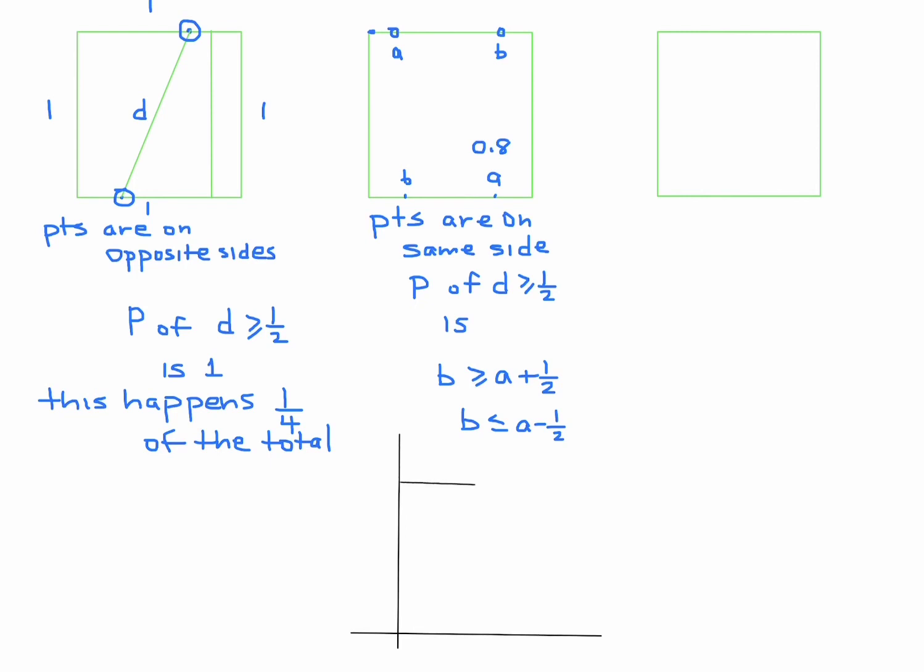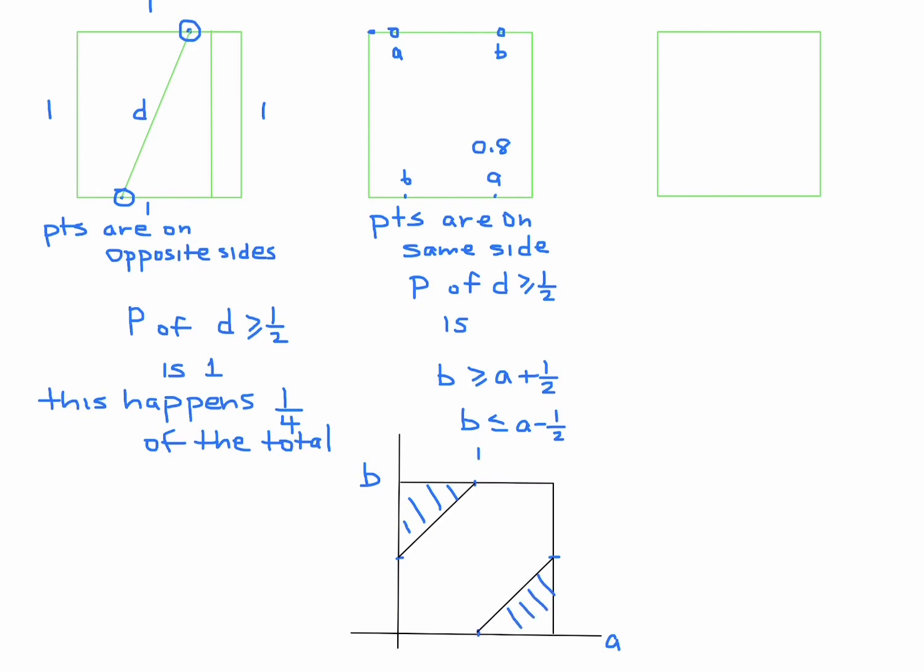So if I graph these now, I'll just make a square here where this represents A and this represents B. So this right here, B is greater than or equal to A plus a half, is essentially the line between those two midpoints. So like this. And then the other one, where B is less than or equal to A minus a half, is the line between those two midpoints. So this scenario right here. And the area of those two represent the probability.